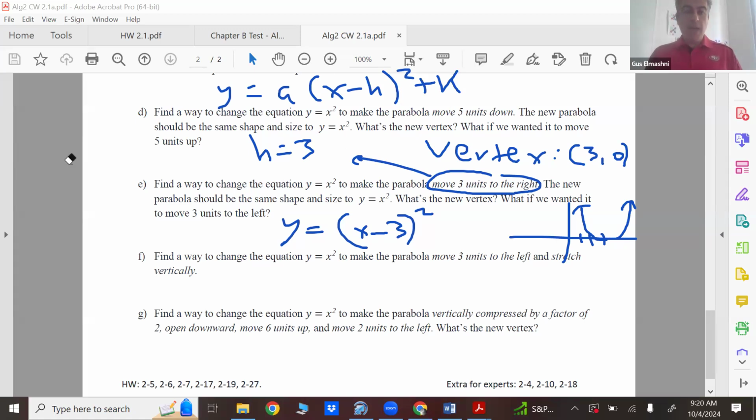So now if I want to go left, what am I going to write? X plus 3 squared. Now it looks like this. And we're going to practice a lot next week. So your H here is -3.